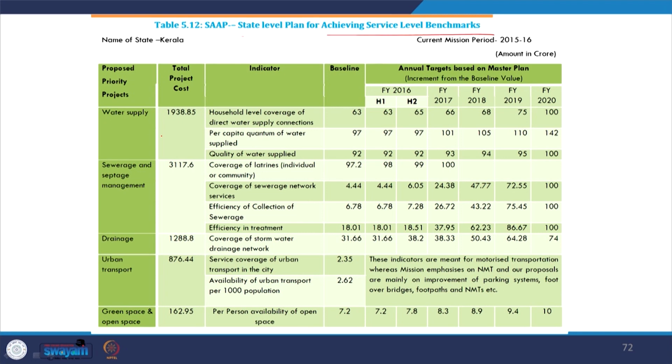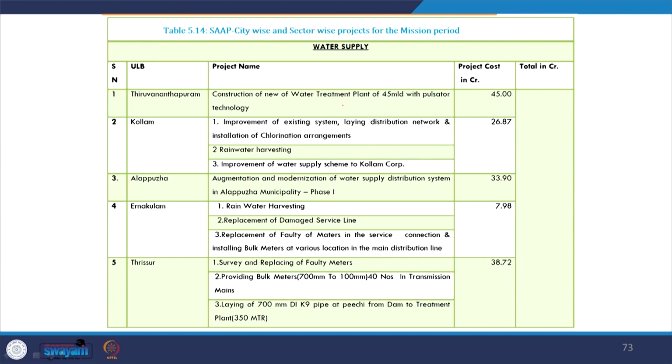We see how with each place they are going to continue to address their service level, what targets they are attaining. Here we see how for each sector they are creating projects. For Thiruvananthapuram, you can see the project name, construction of new water treatment plant and so on, and what will be the cost of the project. Likewise you see it has been broken down. So, you see how the urban local body, state and the center work in collaboration to bring all these services to the people and what people need.